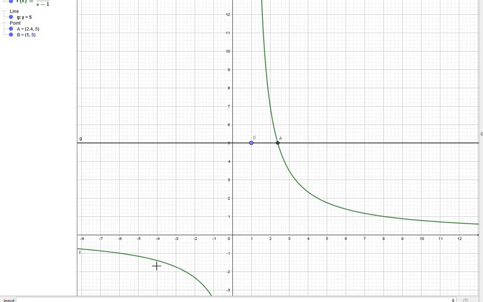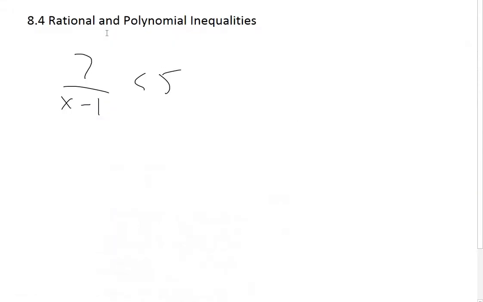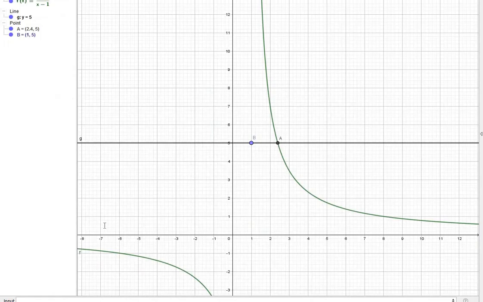Everywhere else the graph is below 5. And so that's what this question is asking us. When is this 7 over x minus 1 actually below 5? When is it less than 5? Well, if you're not going to graph it and look at it graphically and see where it's above 5 and where it's below 5, then the next best way is to do it algebraically.